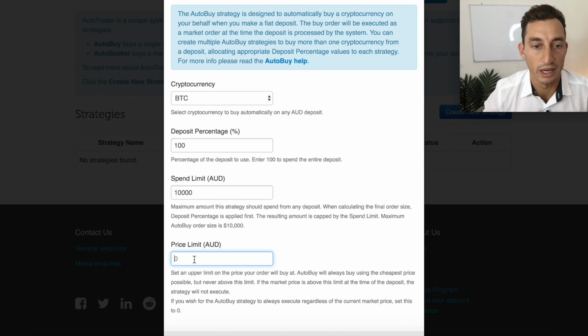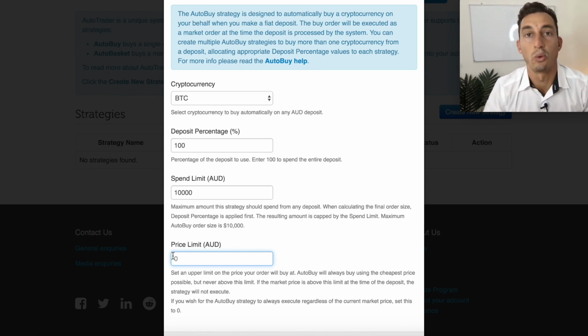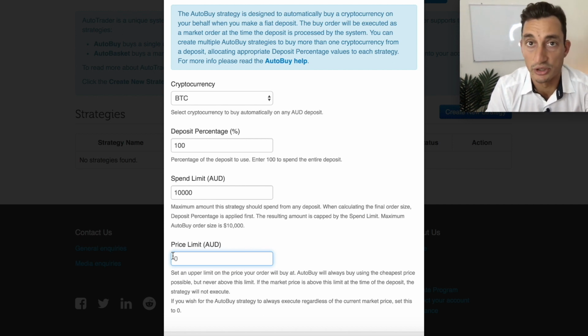Next thing is the price limit. We can set an upper limit to the price. So if we didn't want to spend over a $20,000 Bitcoin because we just wanted to dollar cost average in every week up until Bitcoin reached 20,000 Aussie dollars, then that's where we would put this here.